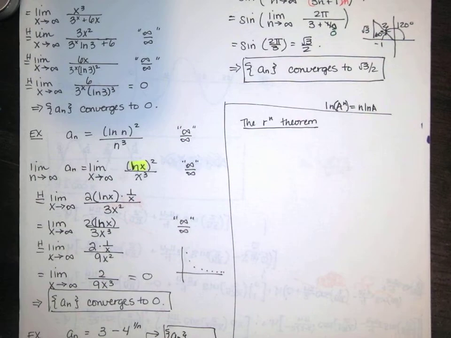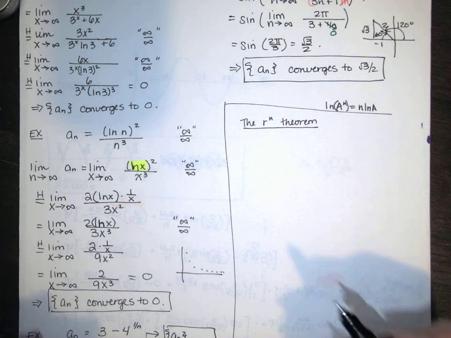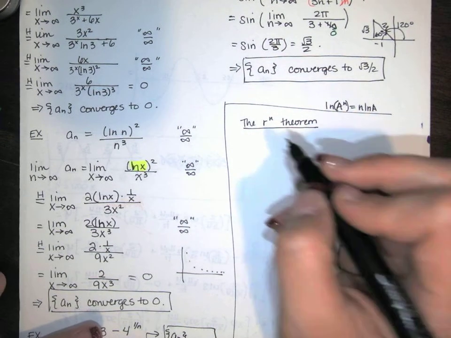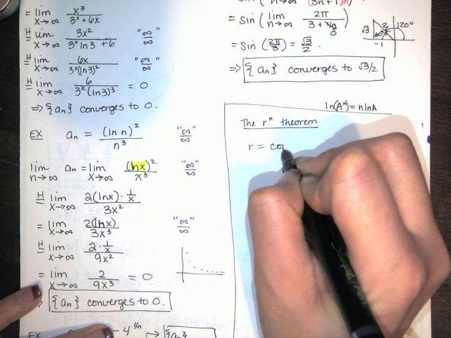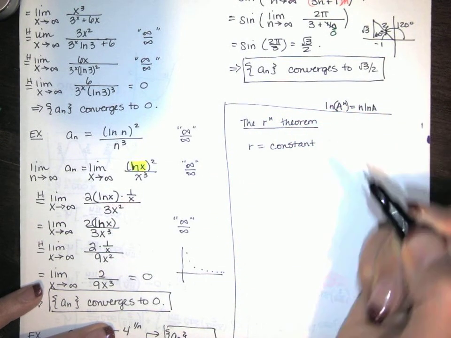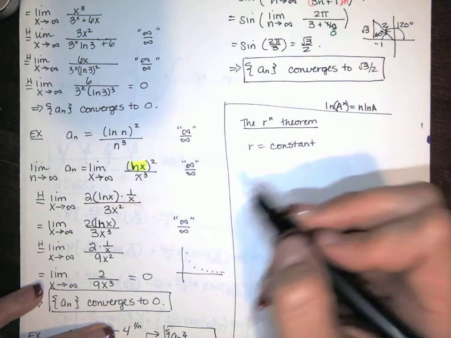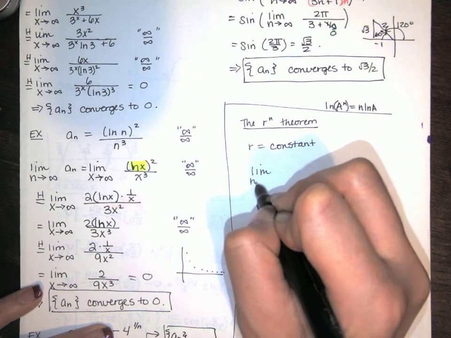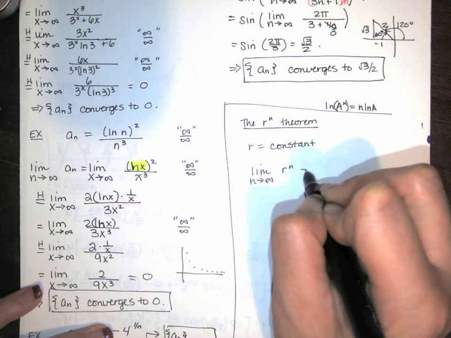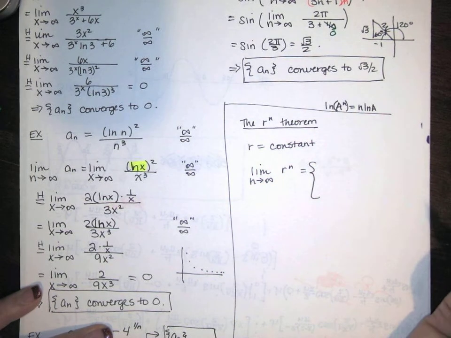Now the next fact comes up pretty often, and it's something that will be useful in your homework. I don't believe it's outlined explicitly in your book, but I've seen it in other textbooks. I'm going to call it the r to the n theorem. Here's the idea. If r is a constant, and you're taking the limit as n goes to infinity of r to the n, you get different values in different cases.